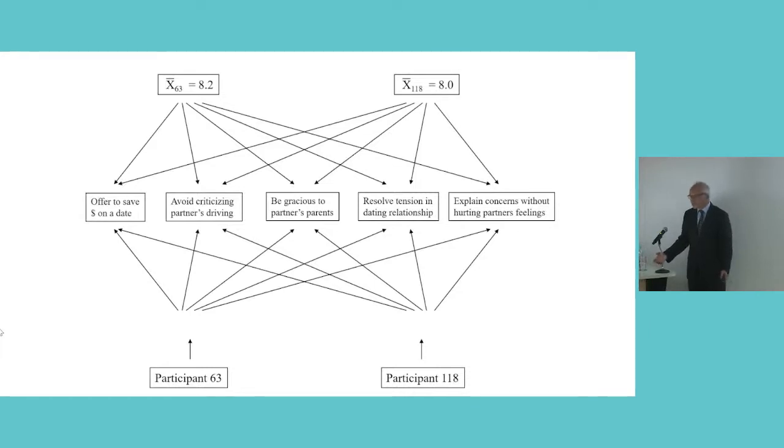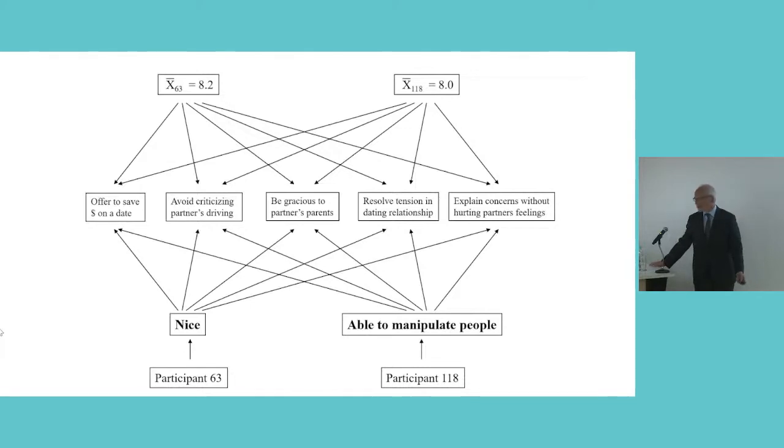Warning, this may be the highlight of the talk. One person said their personal qualities are that they're nice, and the other person said they're able to manipulate people. That's all a strategy. I'm great, I'll make believe I'm willing to save money on a date, and then I'll do all these things because I'm manipulative. This will happen in these studies. People will explicitly tell you, I can manipulate people, it's great fun.